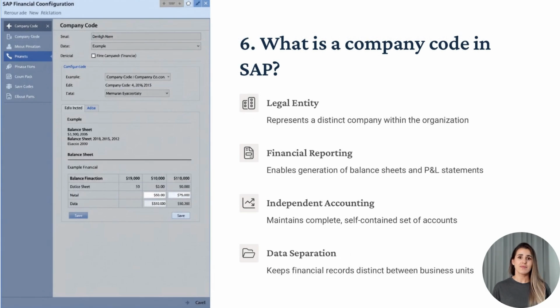6. What is a company code in SAP? A company code is the smallest organizational unit in SAP FI for which a complete, self-contained set of accounts can be created. It represents a legal entity and is used for external reporting like balance sheets and profit and loss statements.